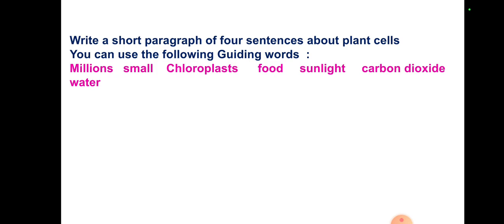Again, we have here a very amazing question. Write a short paragraph of 4 sentences about plant cells. You can use the following guiding words: millions, small, chloroplasts, food, sunlight, carbon dioxide, and water. You can pause the video and write your own paragraph, but I wrote a paragraph here.